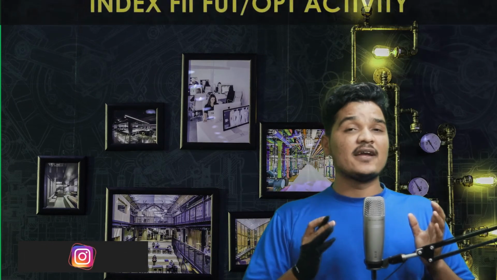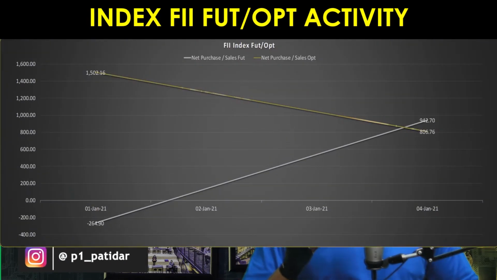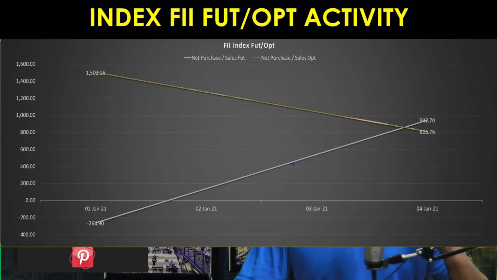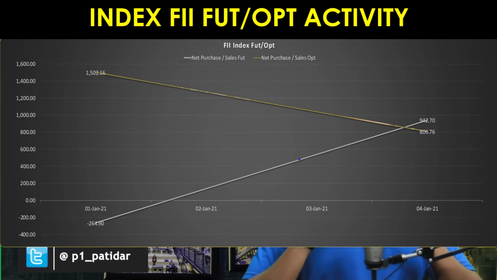Now let's see the FII index and futures picture. If you see here, FIIs are buying in options and in futures as well. So in options, most of the time FIIs buy only. In futures, they sell or buy, they can change their positions.